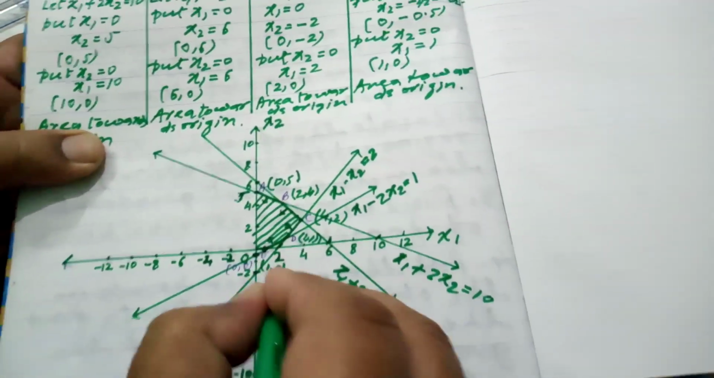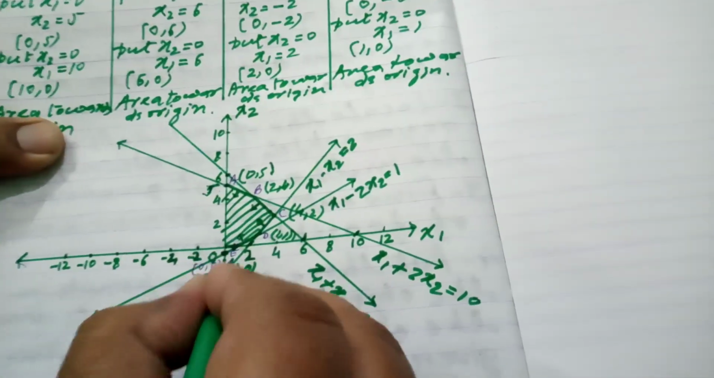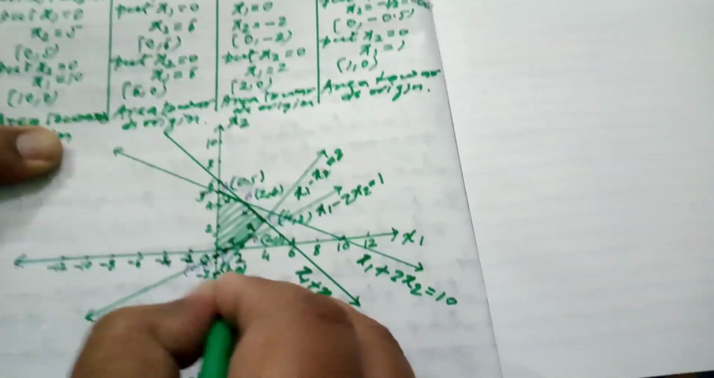And the coordinates of E are very clear. This line passes through 1, 0. So the coordinates of E are 1, 0.